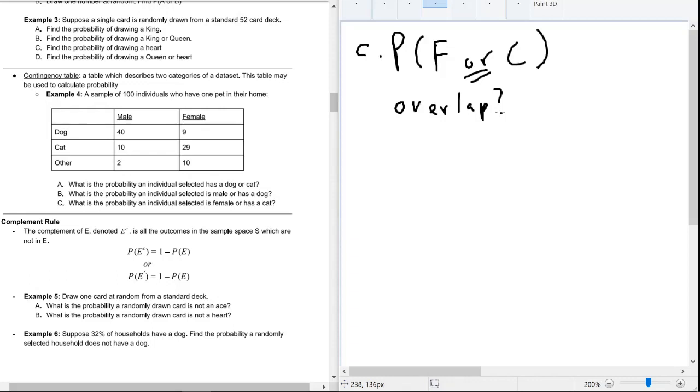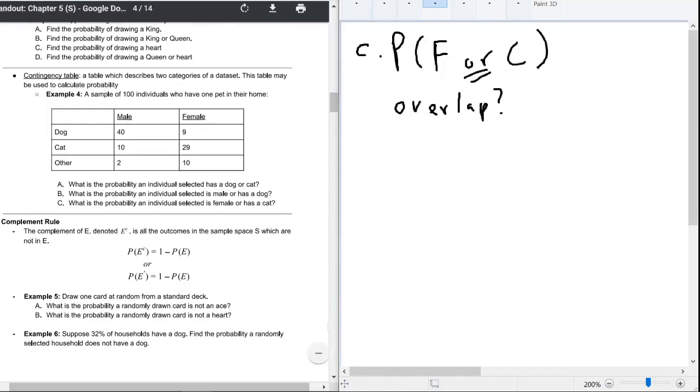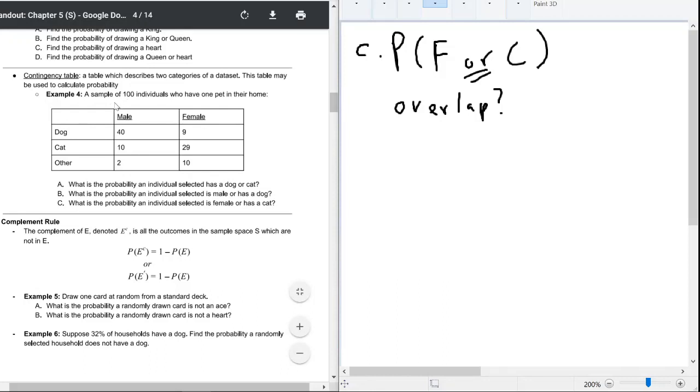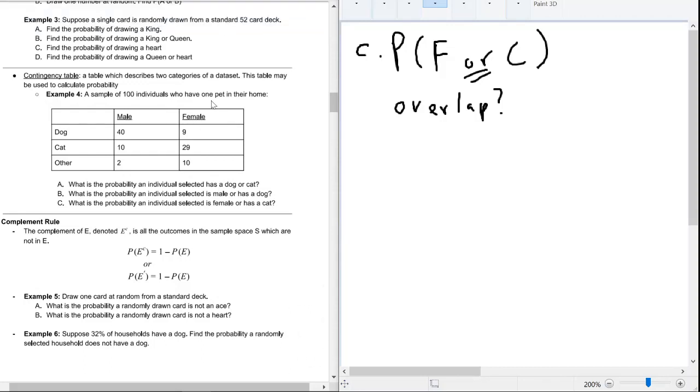So the study or the experiment, once again, has a sample of 100. These 100 individuals have one pet in their home. If we randomly choose one person at random, is it possible for that person to be female and have a cat? The answer is yes. So there is an overlap between the two events, female and cat. Okay. So here we can proceed like before, where we have the probability of female plus the probability of cat minus the overlap.